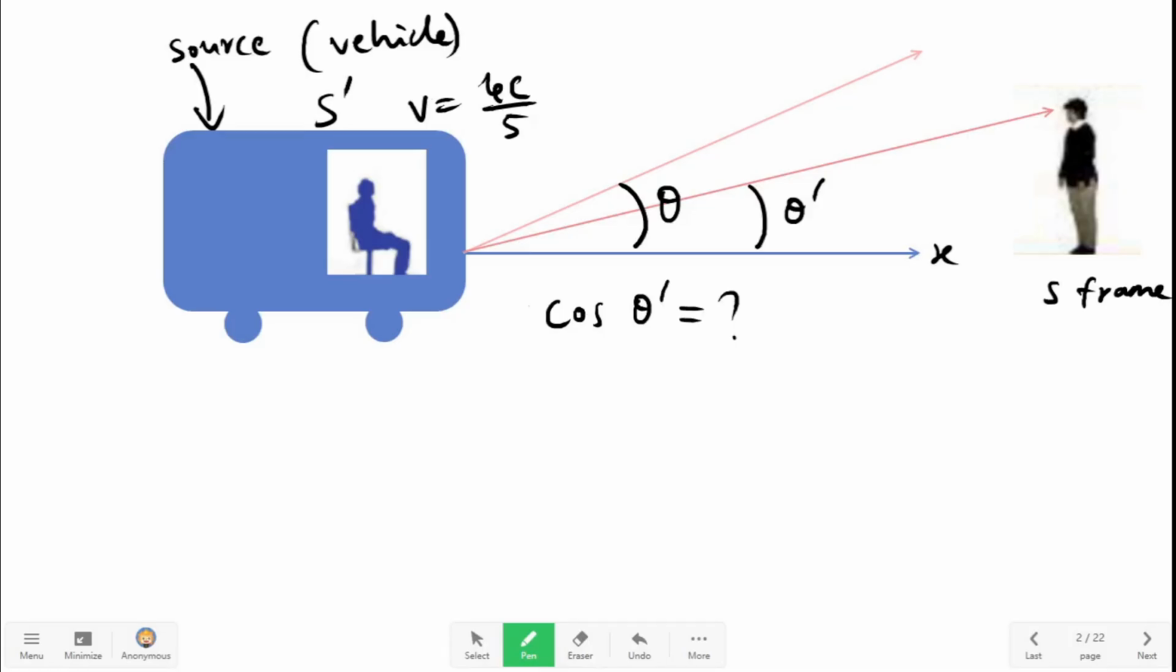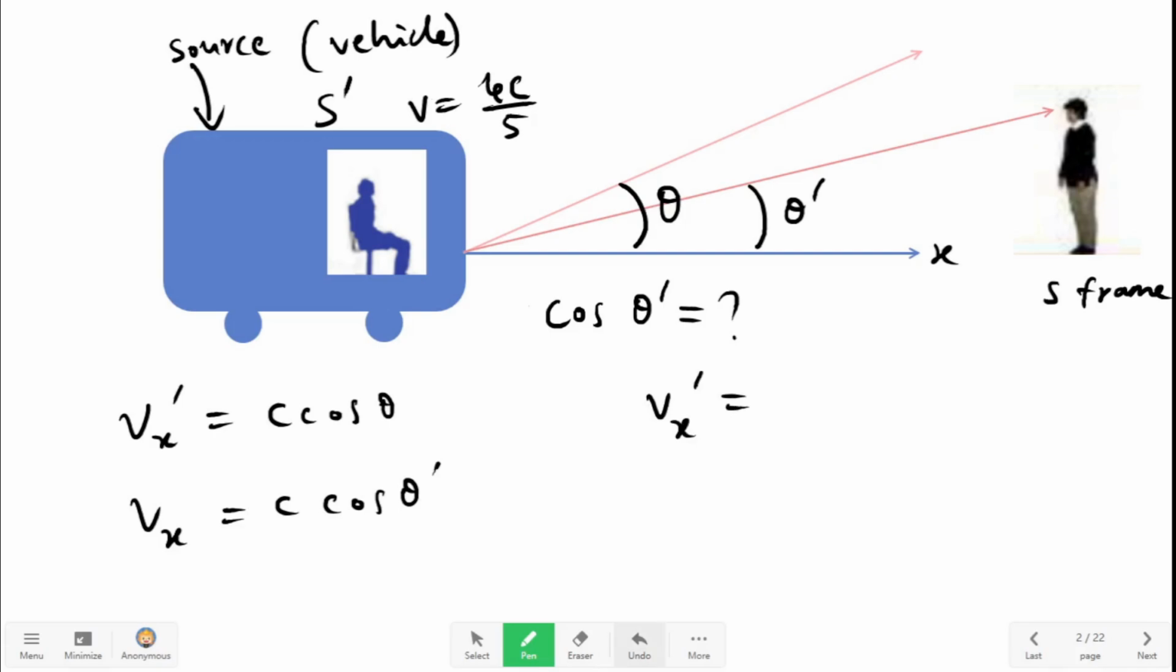If you resolve the speed of light along x-axis in S prime frame, then it will be equal to Vx prime is equal to c cos theta. If we resolve the speed of light in S frame along the x-axis, Vx will be equal to c cos theta prime. Now Vx prime and Vx can be related using inverse Lorentz transformation of velocity. Vx is equal to Vx prime plus V divided by 1 plus Vx prime V divided by c square.